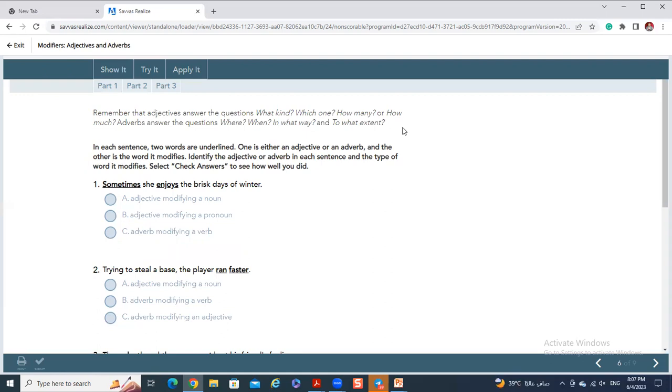Sometimes she enjoys the brisk days of winter. What do you think sometimes is? Is it an adjective or an adverb? If it's an adjective, it modifies a noun or a pronoun. If it's an adverb, it modifies a verb. Which one? I think it's B. It's an adjective modifying a pronoun. Do you think that this is a pronoun? She, he, it, you, we. A pronoun? Yeah, it modifies she.